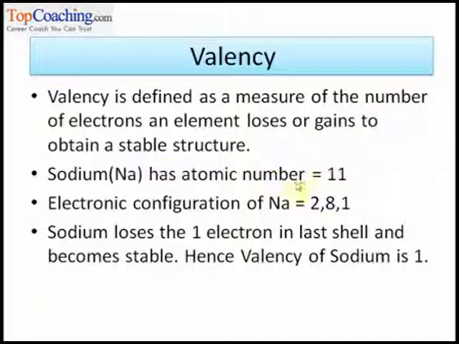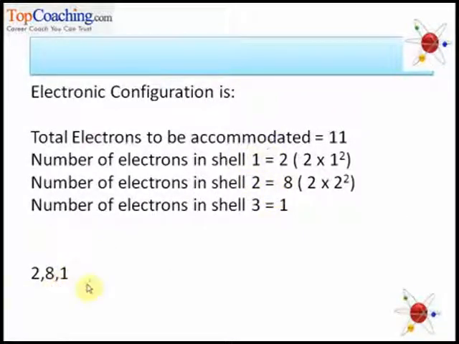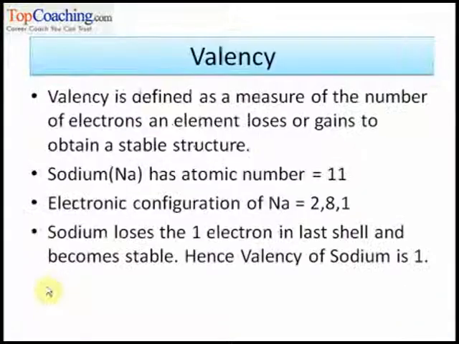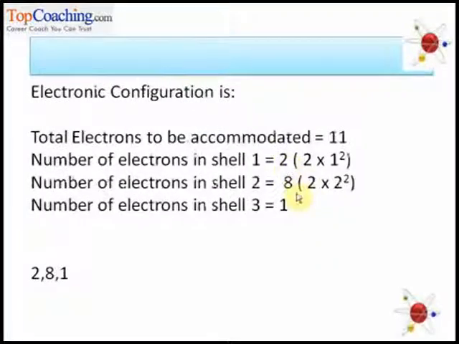Coincidentally, it is the same element whose electronic configuration we found a while back, right? The electronic configuration of an element with atomic number 11 came out to be 2, 8 and 1. So, the electronic configuration of sodium is 2, 8 and 1. Now, if you look closely, the electrons that can be accommodated in the first shell is 2, and in the second shell is 8.